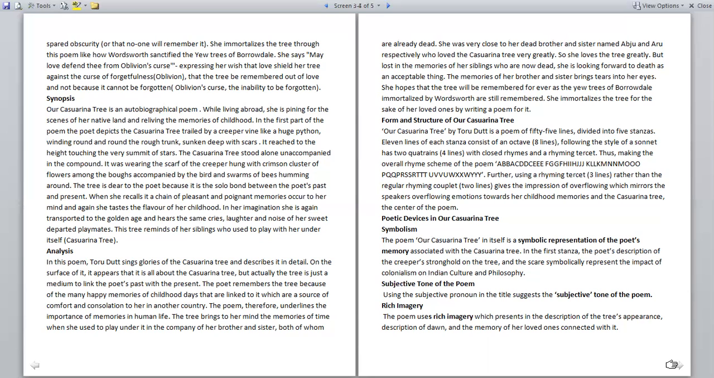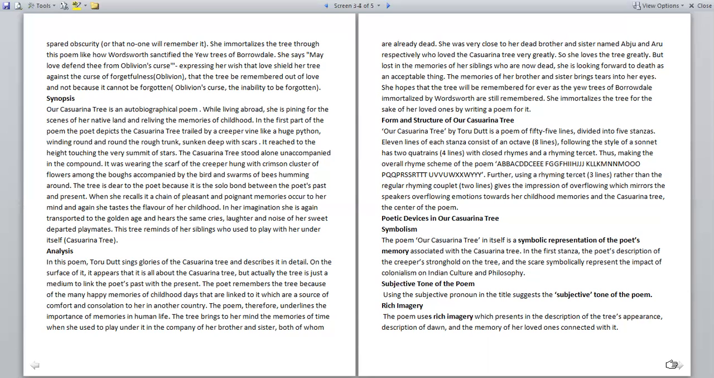The tree brings to her mind the memories of the time when she used to play under it in the company of her brother and sister, both of whom are already dead. She was very close to her dead brother and sister, named Abju and Aru respectively, who loved the Casuarina tree very greatly. So she loves the tree greatly, but lost in the memories of her siblings who are now dead, she is looking forward to death as an acceptable thing. The memories of her brother and sister bring tears into her eyes. She hopes that the tree will be remembered forever as the yew trees of Borrowdale, immortalized by Wordsworth, are still remembered. She immortalizes the tree for the sake of her loved ones by writing a poem for it.